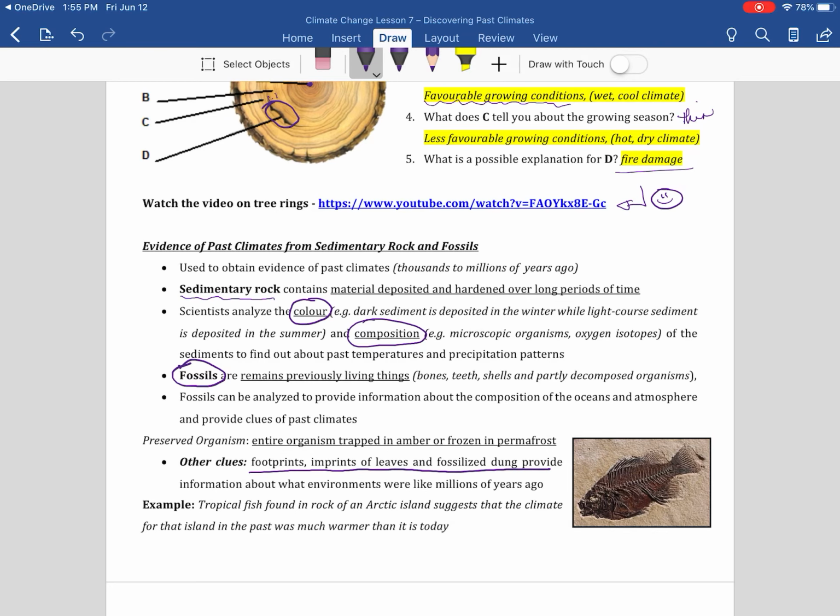Okay, so other clues could be footprints, leaf prints, fossilized dung, which you know what that means, right? They can tell from the fossilized dung or fecal matter, whatever you want to call it, what the diet of those organisms was, because that would be in its waste. So for instance, if you find the fossil of a specific organism, in this case, tropical fish found in the rock of an Arctic island, it suggests that a long time ago, those tropical fish wouldn't be around in a cold climate. So back in the day, way back when, that Arctic island would have had to be warm.